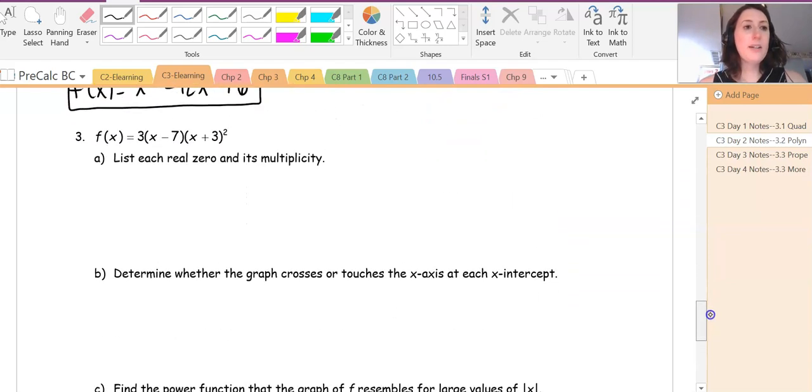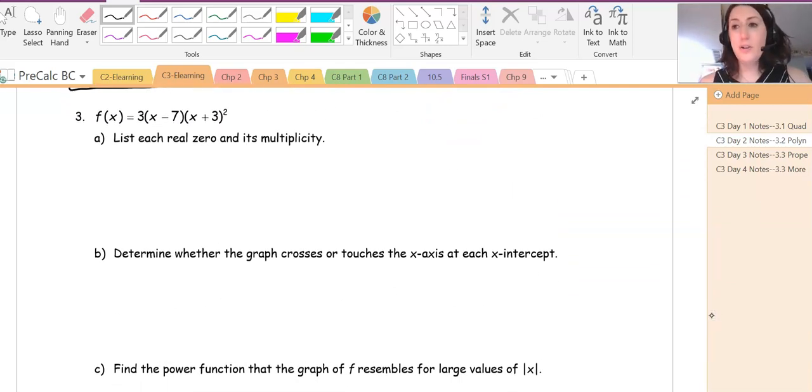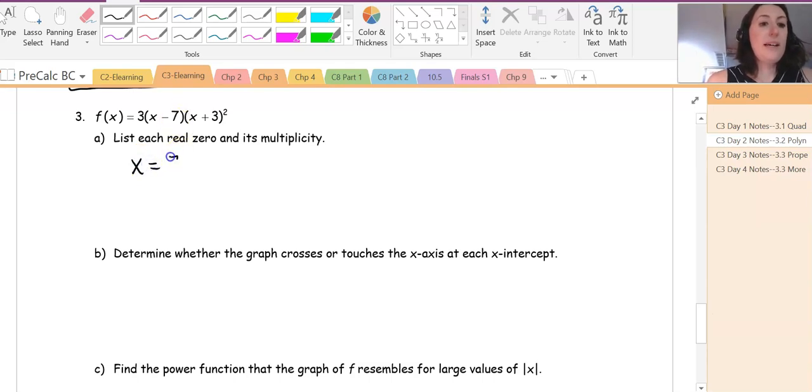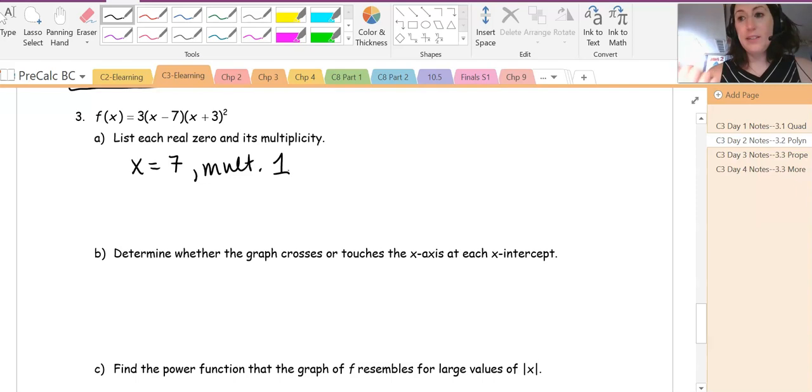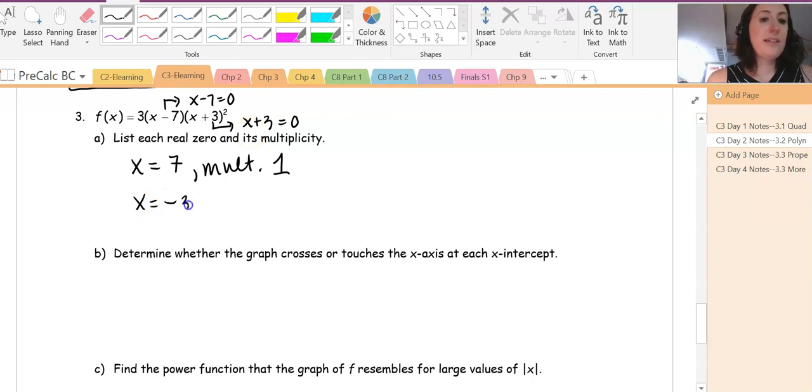Last problem today, we're going to go backwards. So here is the polynomial function, and we're going to list its real zeros and their multiplicities. Our first real 0 would be a positive 7, and this is a multiplicity of 1. When we solve for our x-intercepts, we use the zero product property. We set each factor equal to 0, and then we would add 7 to both sides, so we get a positive 7. That means our other 0 is -3, and that's a multiplicity of 2.